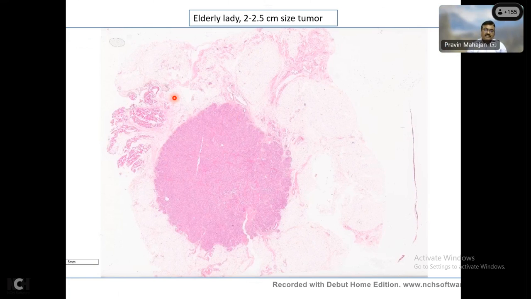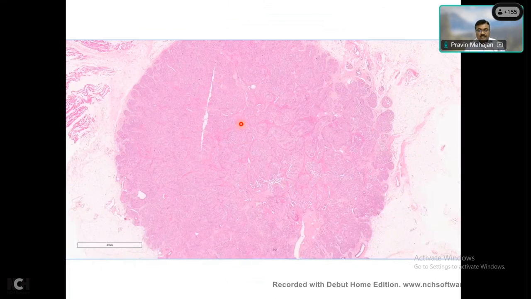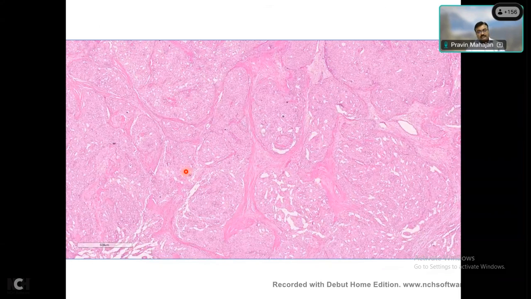You can see that this lesion was there in an elderly female. It was around 2 to 2.5 centimeter in size. You can see that this is a nice nodular lesion, mass forming lesion, and it's not actually infiltrated. The borders are circumscribed, but it doesn't look that much infiltrated. If you go on to a little higher power, you start to see that within this large nodular lesion, there are multiple nodules actually.